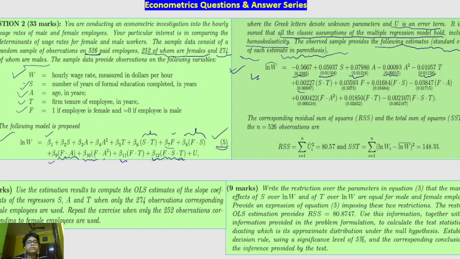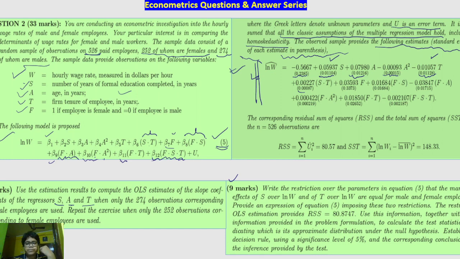So this is a 6-mark question, and this is a 9-mark question. Let's understand what they are asking us to do. Use the estimation result, that means this one, to compute the OLS estimates of the slope coefficients of the regressors S, A and T. That means study, age and T. So there are three slope coefficients. We have to find the estimates of three slope coefficients.